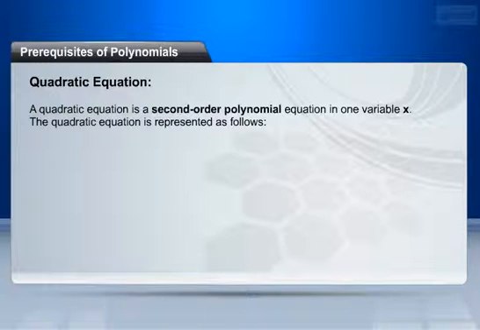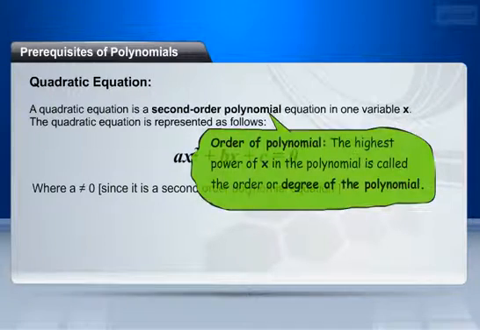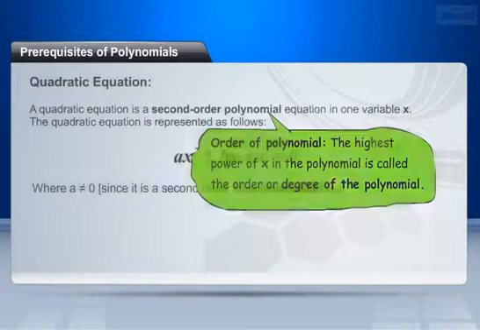Now let's define a quadratic equation. A quadratic equation is a second-order polynomial equation in one variable x. The quadratic equation is represented as ax squared plus bx plus c equals 0, where a is not equal to 0, since it is a second-order polynomial equation. What is order of polynomial? The highest power of x in the polynomial is called the order or degree of the polynomial.